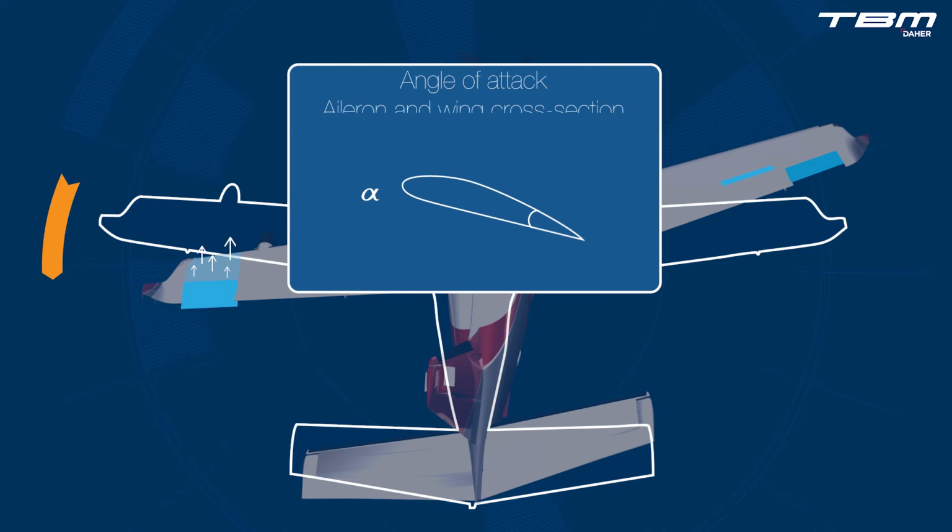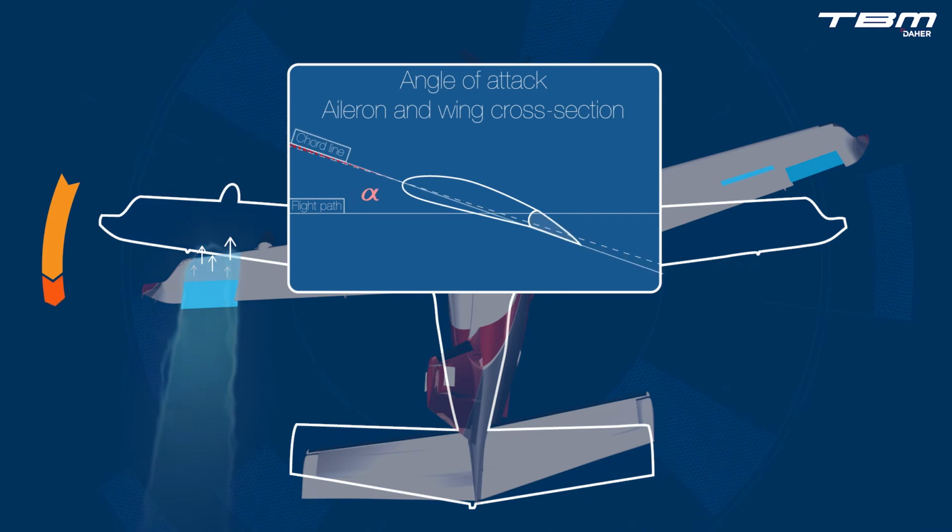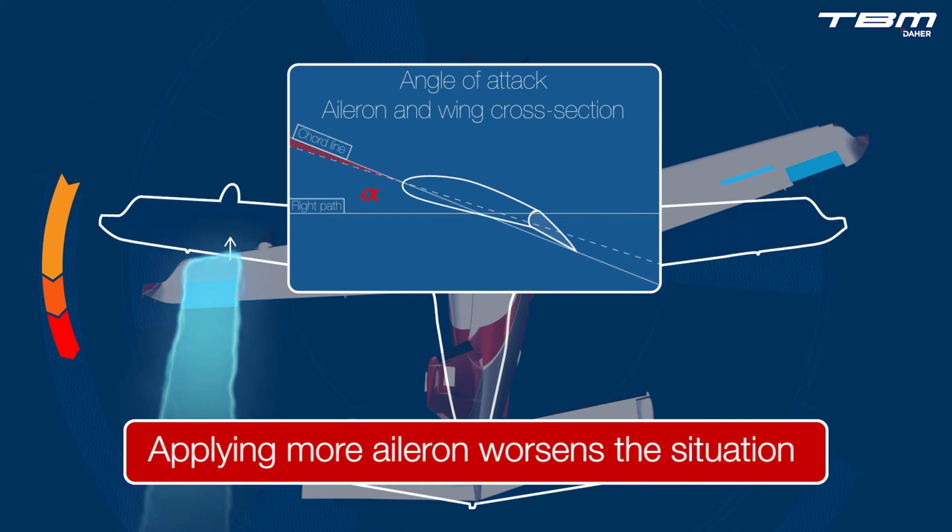Therefore, if one is truly flying at minimum controllable airspeed, any increase in the wing's angle of attack would exceed the critical angle of attack, resulting in a wing stall. Moreover, if the critical angle of attack is exceeded by the lifting aileron, a stall results, and the airplane rolls in the direction of the stall. Applying more aileron worsens the situation.